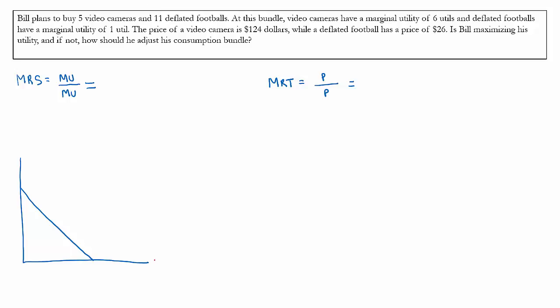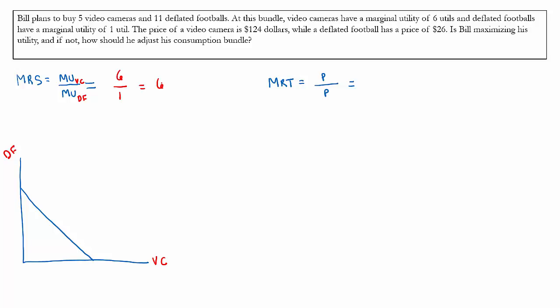Let's say we place video cameras on the x-axis and deflated footballs on the y. That means the MRS is marginal utility of video cameras divided by the marginal utility of deflated footballs. In this problem, marginal utility of video cameras is 6 and of deflated footballs is 1, and so we have an MRS that equals 6.